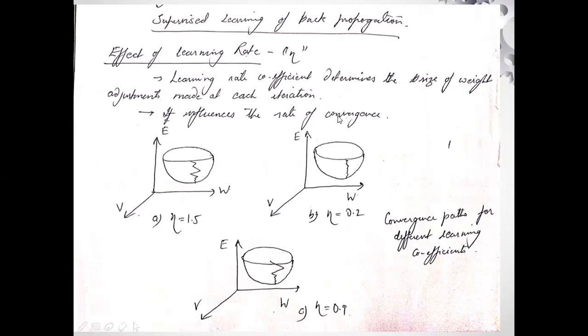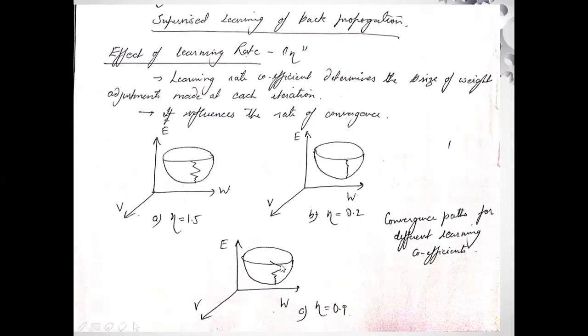Now, what is the influence on the rate of convergence where the eta value is very small, near about 0? This is 0.2. So here the oscillation takes place very fast. That means the rate of convergence is very fast. बहुत जल्दी ये point पे reach कर जाएगा. So that is again not okay.